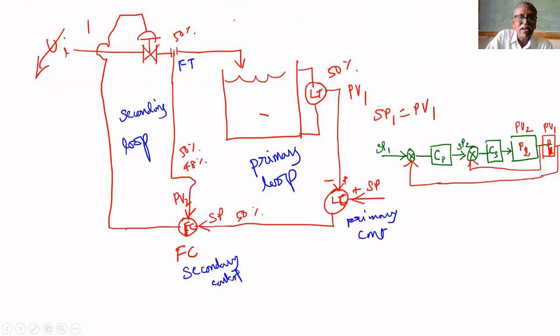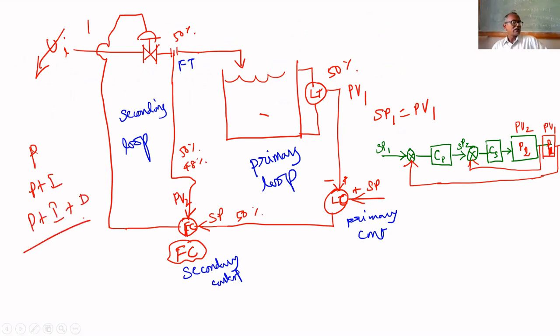But here, for this flow process, what type of controller do we have to put? What type of mode do we have to operate for the flow process? P or P plus I or P plus I plus D. What type of controller do we require for the secondary? For the primary, we are going to use P plus I because I want tight control on level. It is not a thermal process. That's why I'm going to use P plus I.